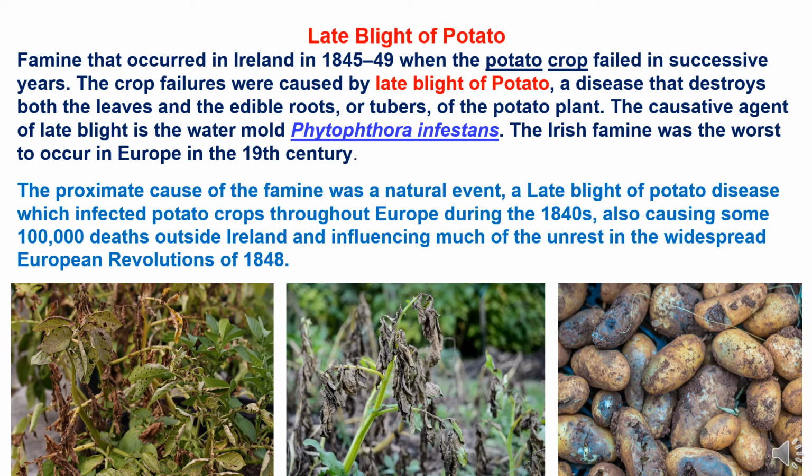The Irish famine was the worst to occur in Europe in the 19th century. The proximate cause of the famine was a natural event, a late blight of potato disease, which infected potato crops throughout Europe during the 1840s, also causing some 1 lakh deaths outside Ireland and influencing much of the unrest in the widespread European revolutions of 1848.